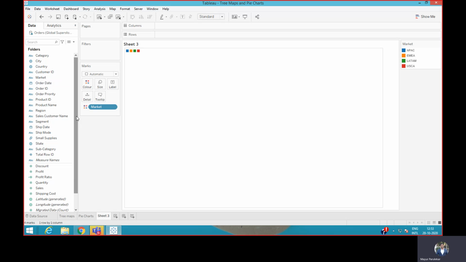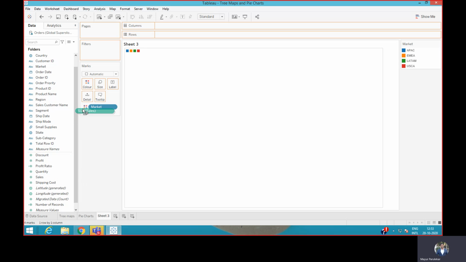Okay, now what do I want to see? I want to see how much sales or how much profit I'm doing in each of these regions, right? So let's assume that I would want to see the sales in these particular regions, and I want the tree map hierarchy to be such that from the right hand side corner to left hand side corner, it is of a decreasing value. Okay, so I'll show you how this can be done.